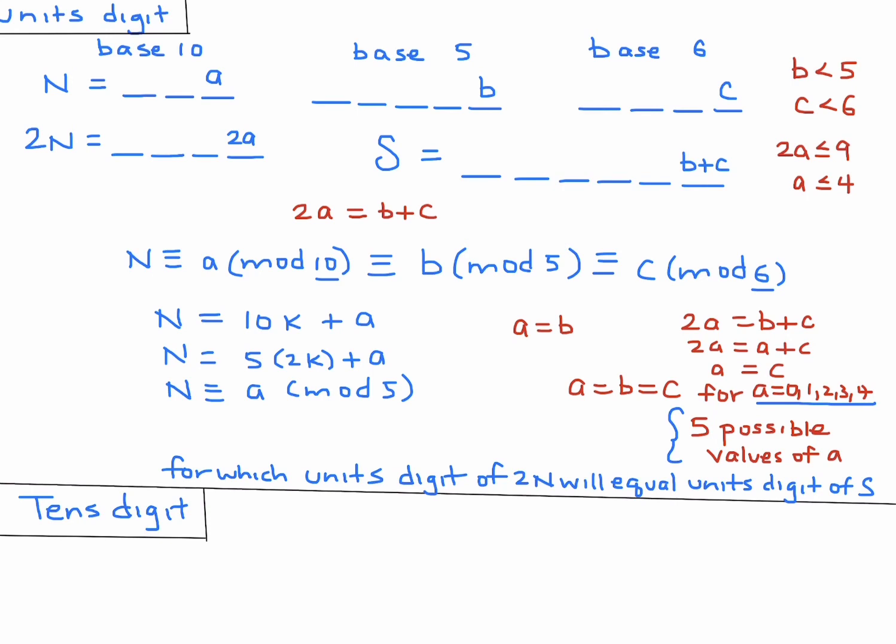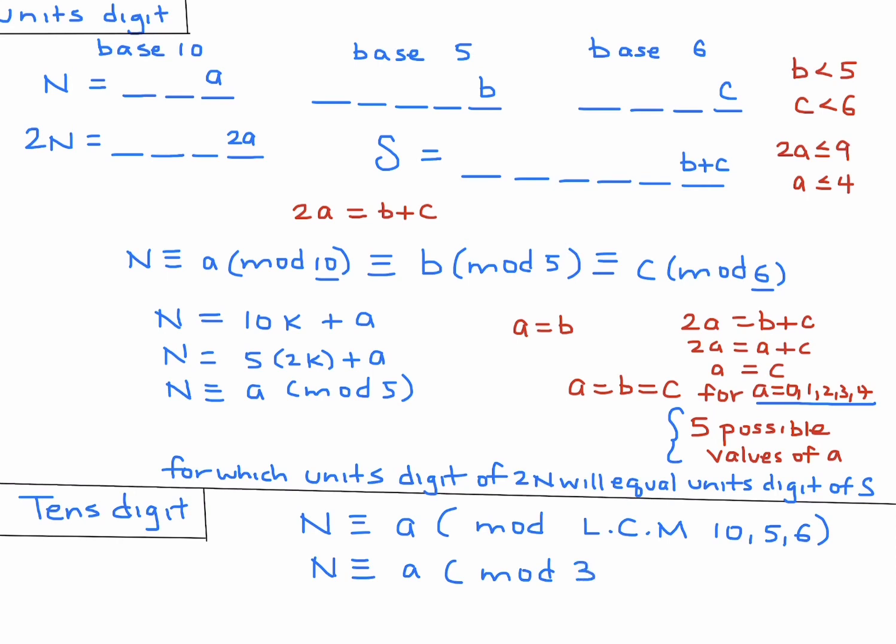All right, now we move on to the tens digit, and again, we have to look at this n. n is congruent to a, but we have to now look at the tens digit. So we have to extrapolate it into bigger numbers. But where do I start? It's a 3-digit number, right? Do I look at every 3-digit number from 100 to 999? Well, that's probably not a good strategy because we don't need to worry about a lot of them. We only need to look at numbers that are the lowest common multiple of our bases. And our bases are 10, 5, and 6. The lowest common multiple of 10, 5, and 6 is 30.